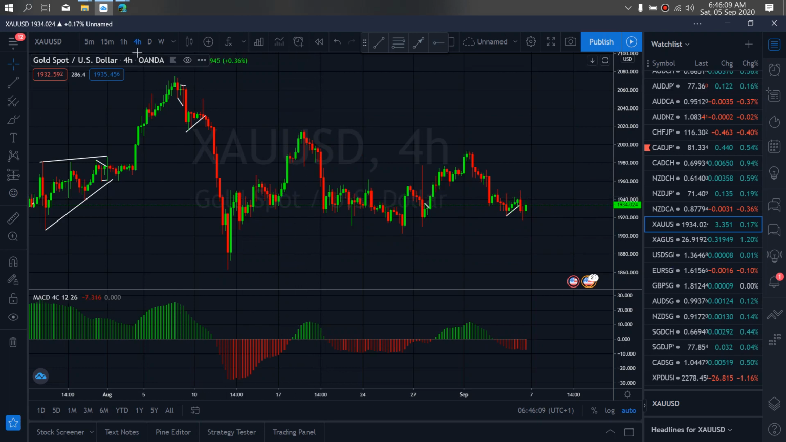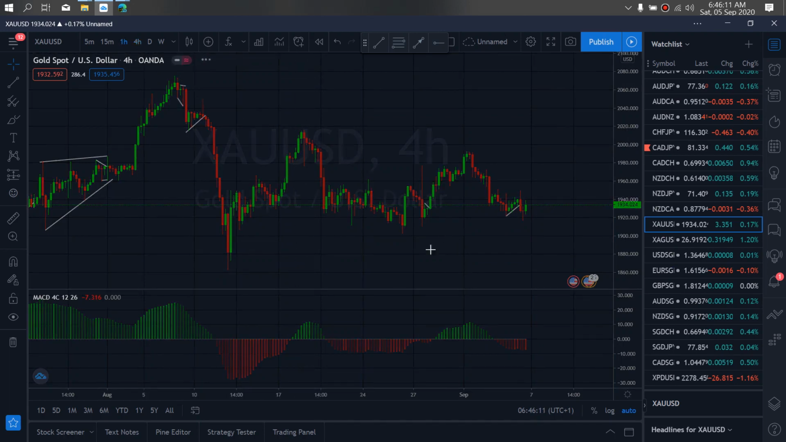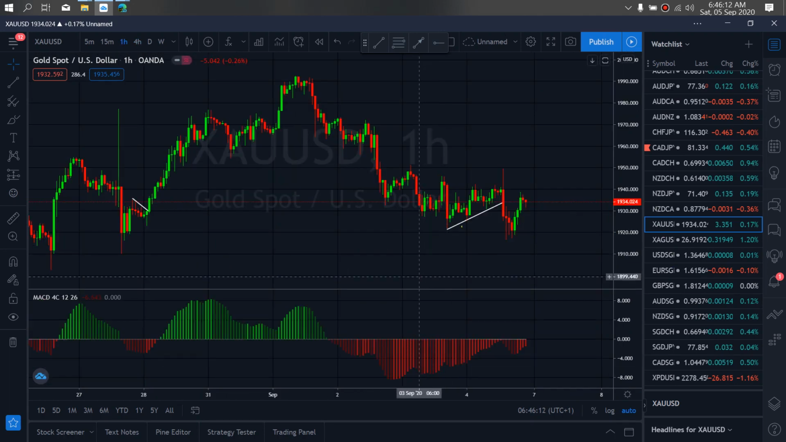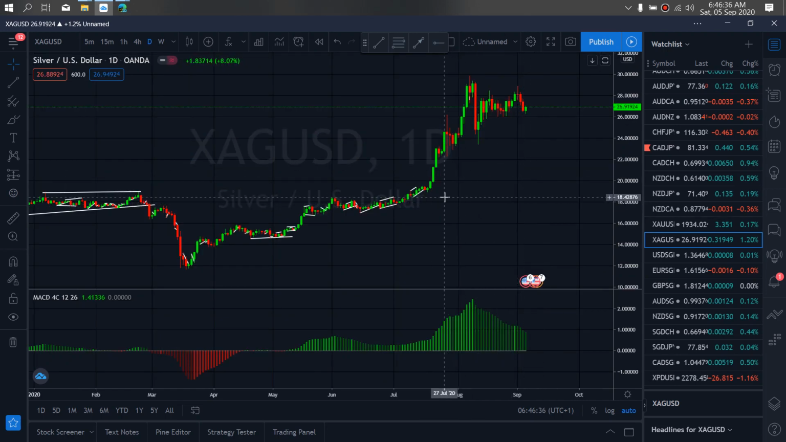We zoom to the 1-hour time frame. On the 1-hour time frame, we want to watch this. This can climb back upside a bit to give us this drop downside, but the bigger trade is the sell. On silver for this week, silver at present is still in this corrective phase.